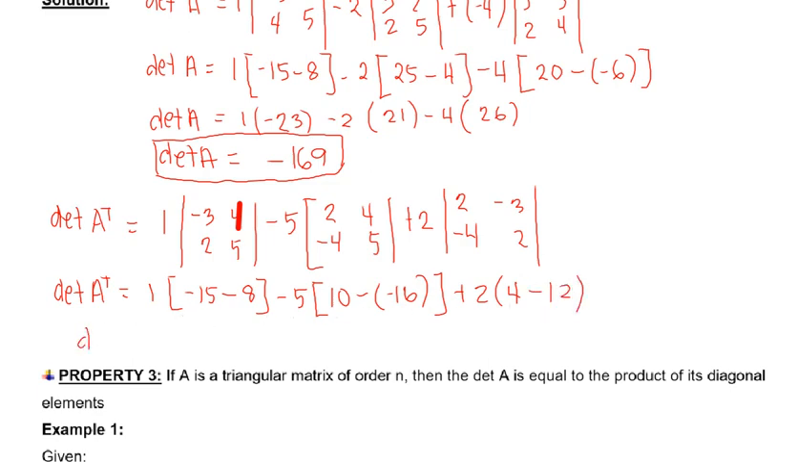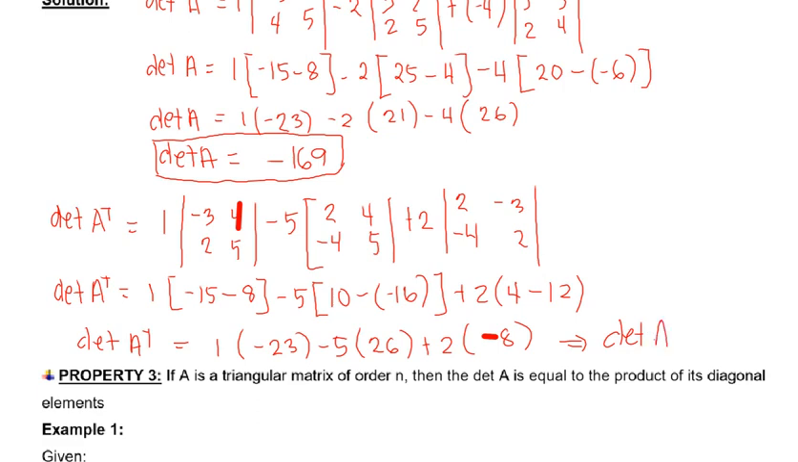So yung determinant of transpose A natin is equal to 1 times, that is negative 23, minus 5 times, that is 26, plus 2 times 4 minus 12, that is negative 8. So if we solve this, ang makukuha nating determinant of transpose of A is equal to 169. So equal sila.